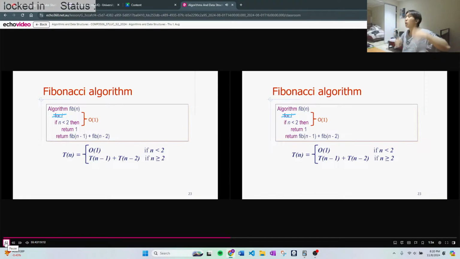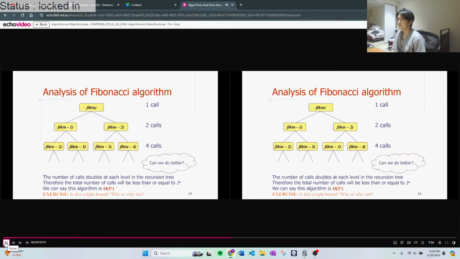So this is constant time. Checking if n is less than 2, return 1. That's constant time. You do a branch, you return. Otherwise, you're going to have to do Fibonacci on n minus 1 plus Fibonacci on n minus 2. So here's your recurrence relation. Does that make sense? Does it seem pretty intuitive on how this came out? Hopefully. These will get more comfy as well.